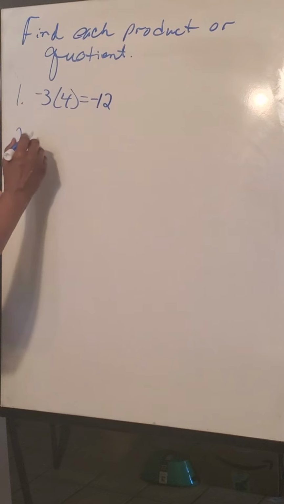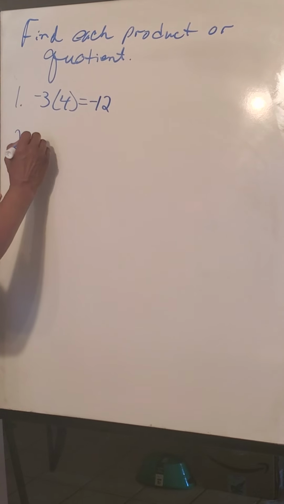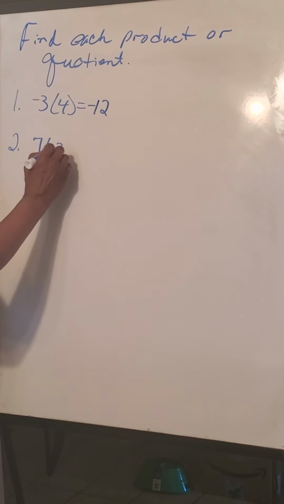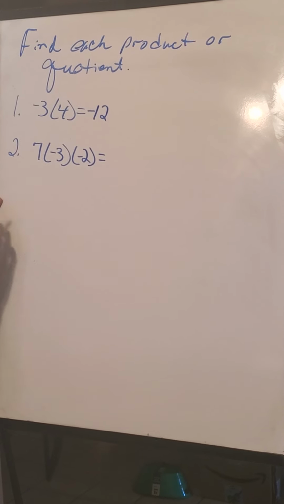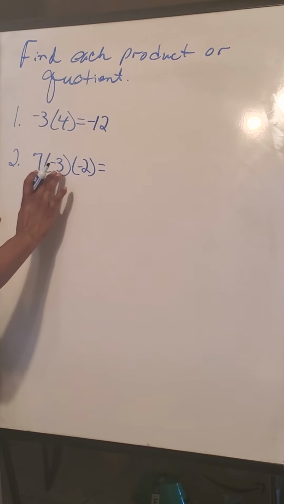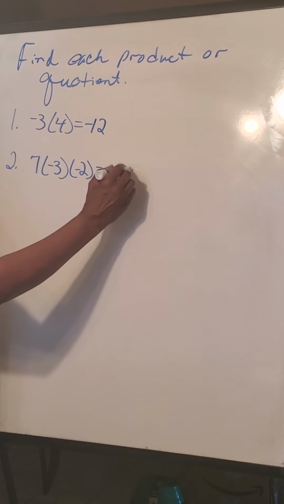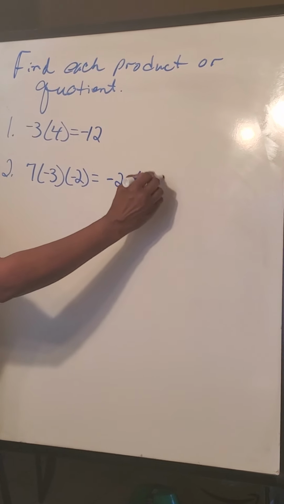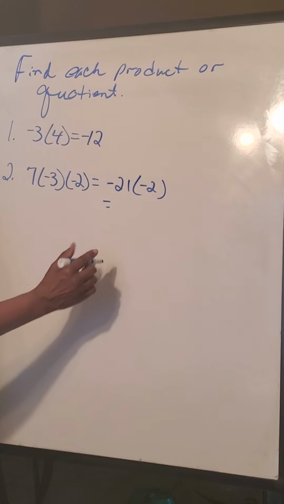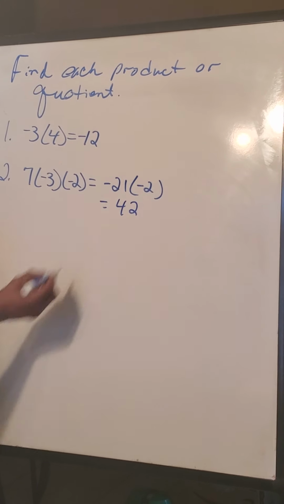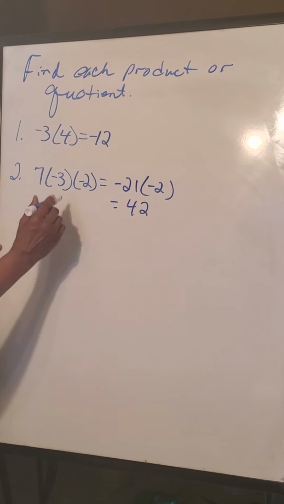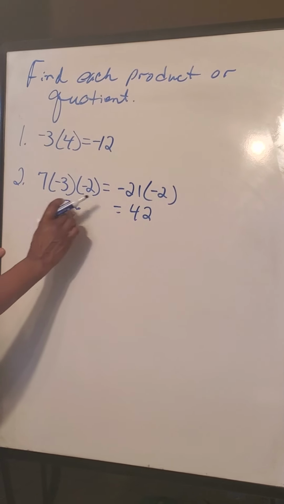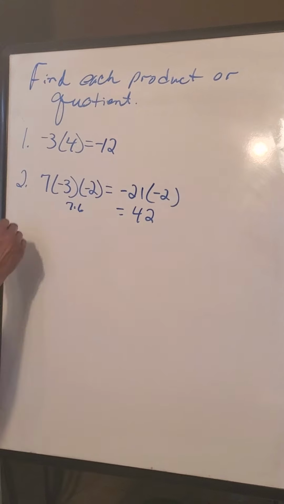Example 2. If I had 7 times a negative 3 times a negative 2. Remember, we multiply two numbers at a time. 7 times a negative 3 is a negative 21. Now multiply the negative 21 by the negative 2, I get a positive 42. Or I could have multiplied a negative 3 times a negative 2 and get 6 and have 7 times 6 and I still get my 42.